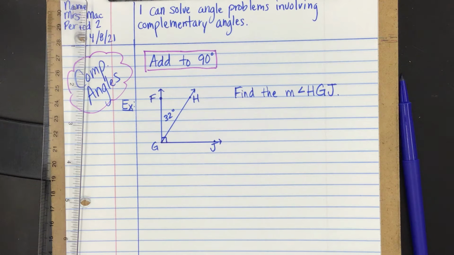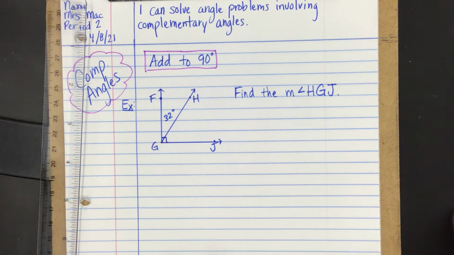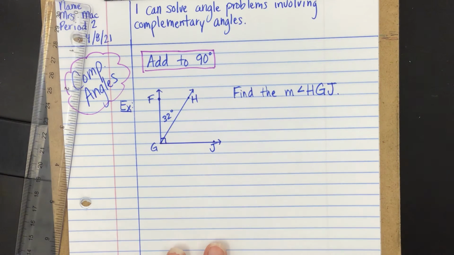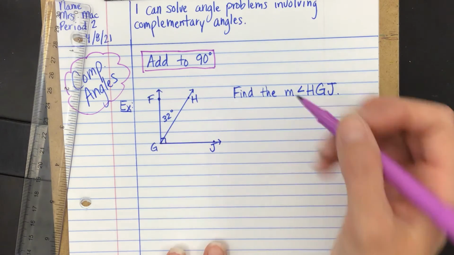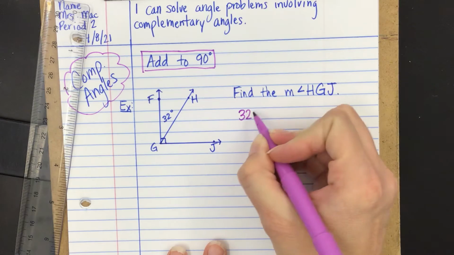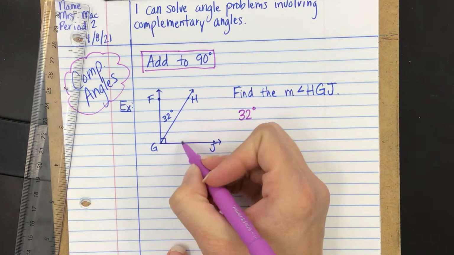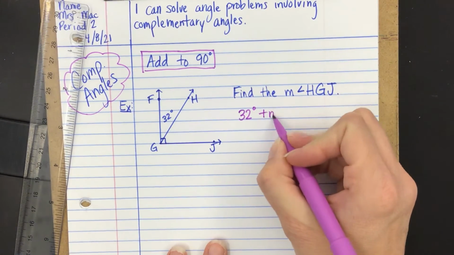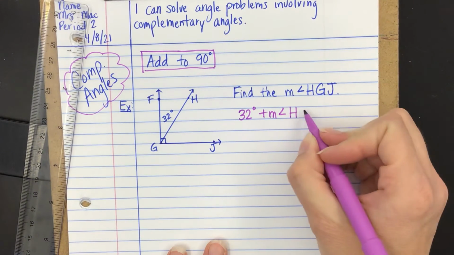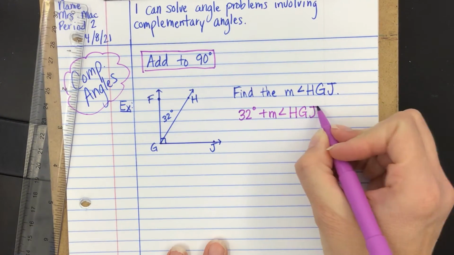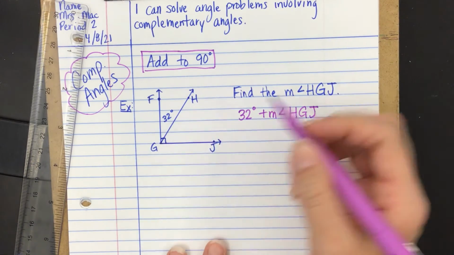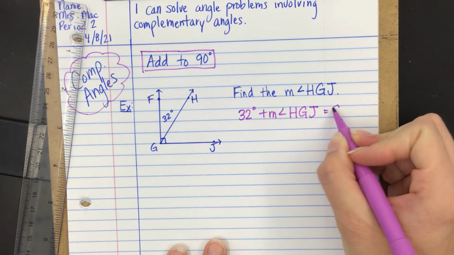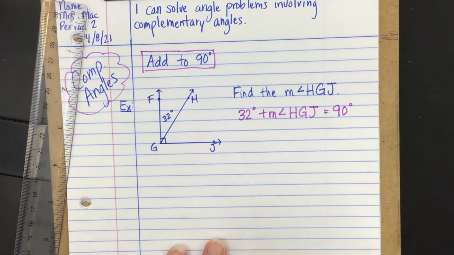You guys probably could do this in your head in a split second, but I'm going to write it out formally so we can see what it looks like written out. We have this angle, which is 32 degrees, and then we're going to add the measure of this angle, the measure of angle HGJ. And this little box here tells us this is 90 degrees, so these are complementary. So the sum of those two angles is 90.